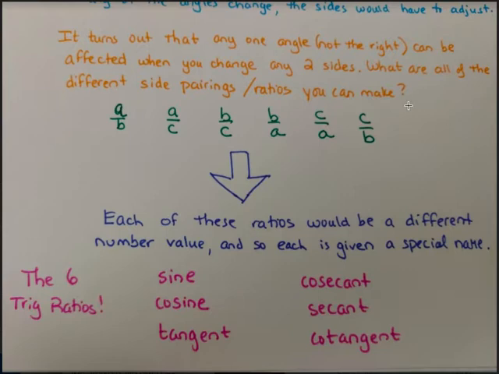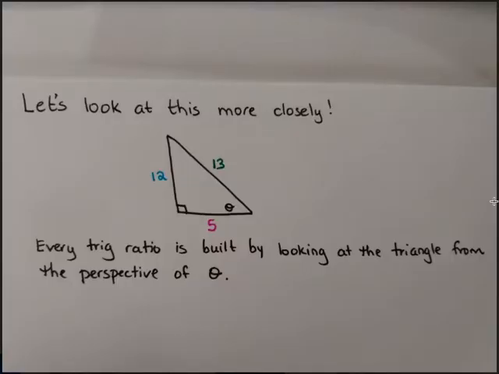Well, in the world of trigonometry, since each of those ratios could be a different number value, each is given a special name when we talk about the relationship between these ratios and the angles in the triangle. These form the 6 trigonometric ratios: sine, cosine, tangent, cosecant, secant, and cotangent. So now let's look at this more closely so you can see how it all operates.